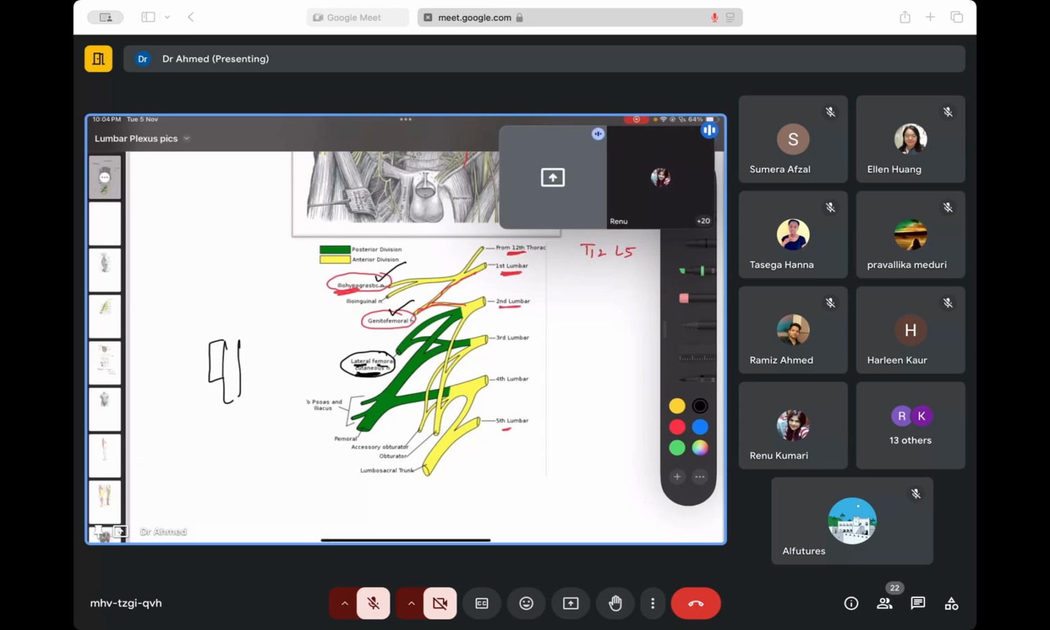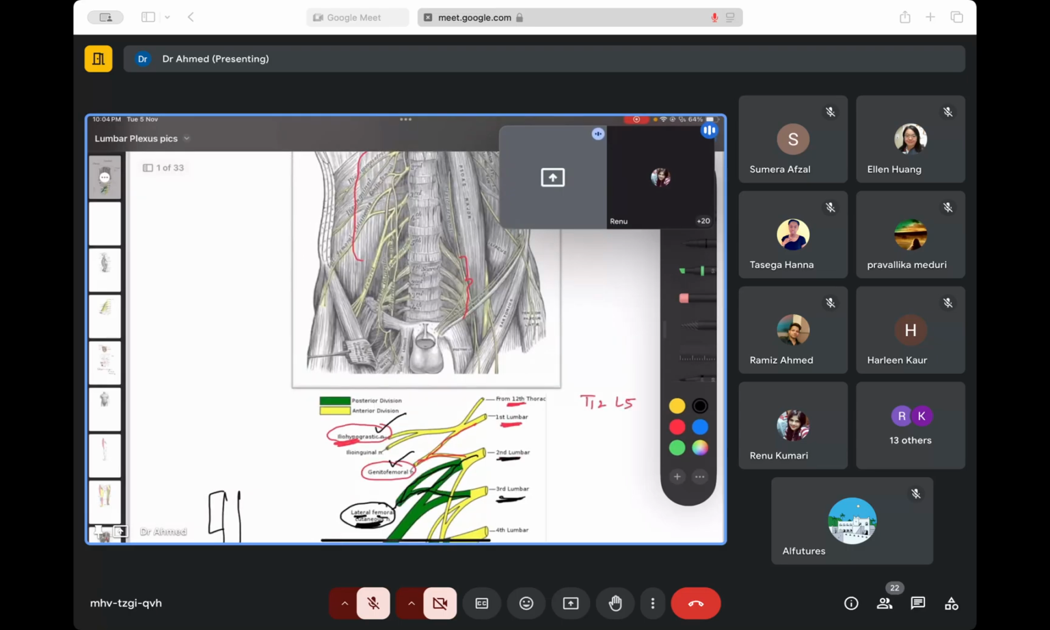Lateral, it's going to supply the lateral femur, and it arises basically from your L2 to L3. L2 and L3 are going to form the lateral femoral cutaneous nerve. So, as we have already discussed, it's going to supply your lateral femoral thigh, but it's going to run somewhere here under the inguinal ligament, right here. So here it is going to supply the lateral portion.